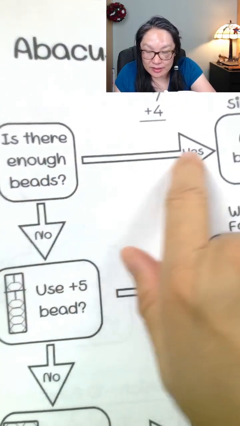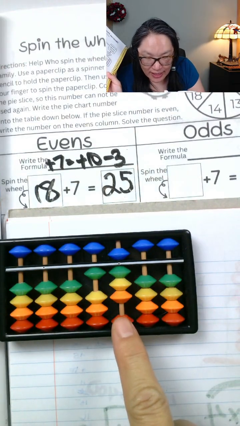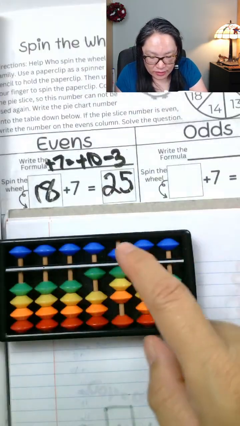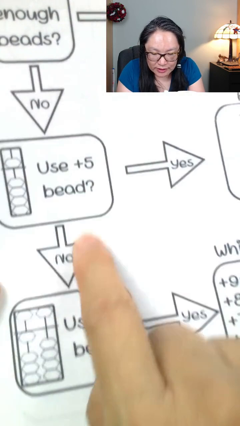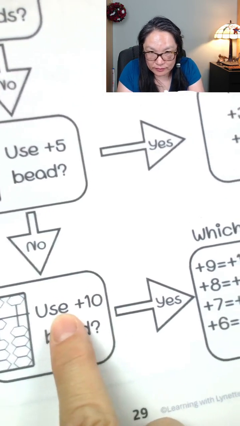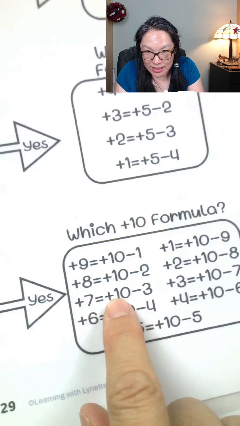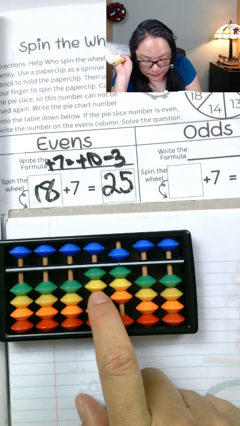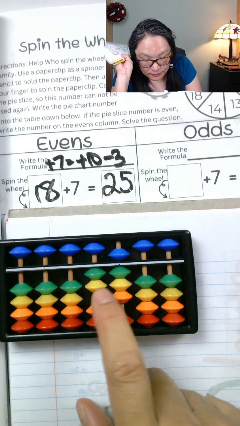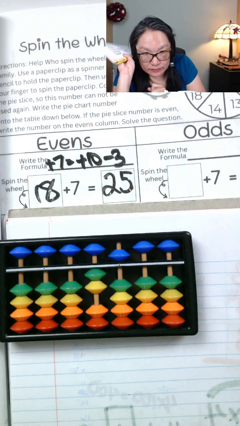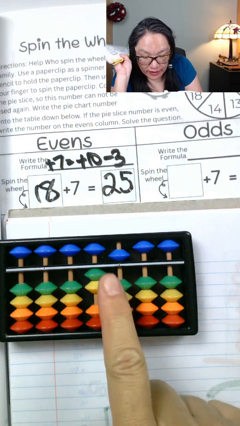We want to add the 7. Can we add the beads? No, we cannot add 7, right? We don't need to add the 5 because 7 doesn't do 5, right? So we have to go down to the 2, to go down to the 10. Can we add the 7? Yes. Plus the 10 minus the 3. So we're going to plus the 10 and then take away the 3. That's it. So my final answer is 25.